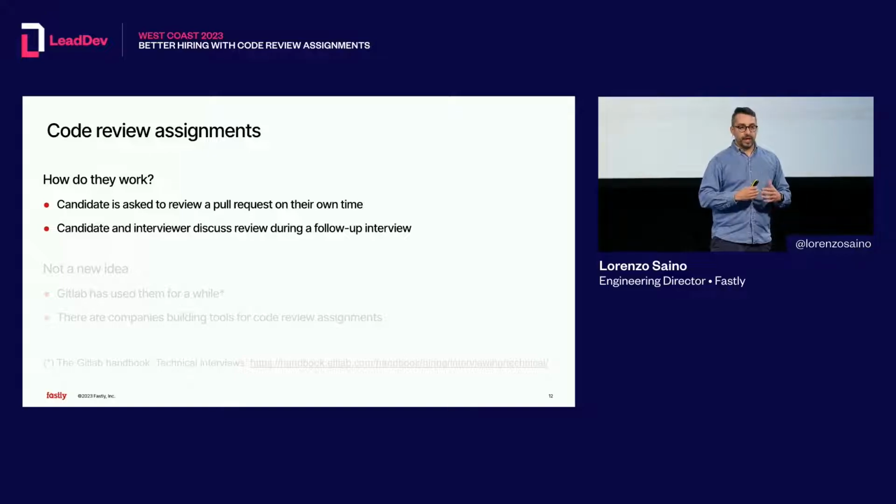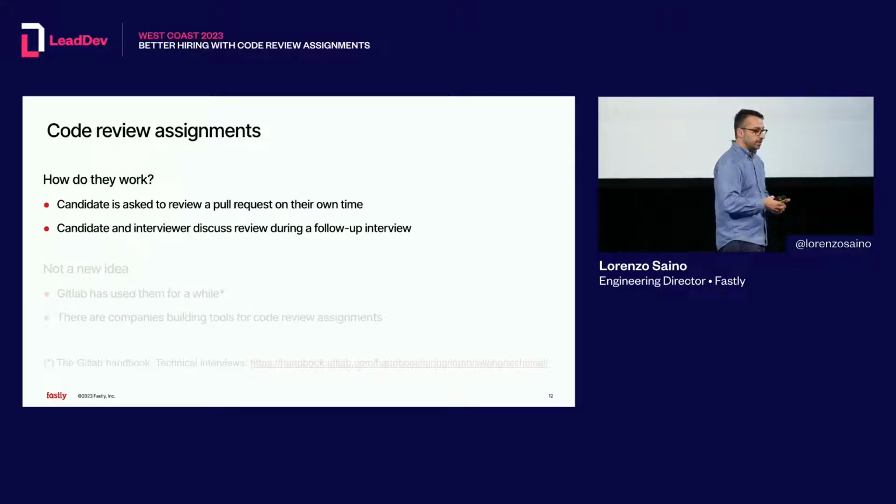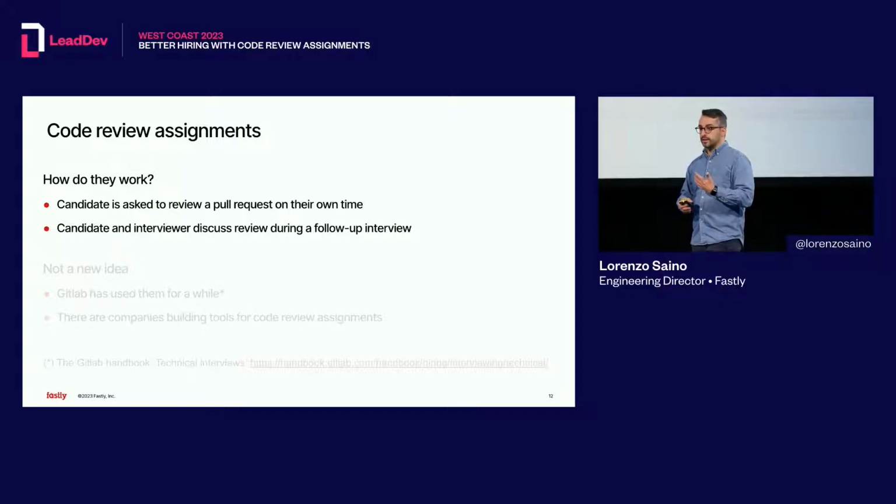Well, the process is very simple. Candidates are given a take-home assignment, but instead of having to write code from scratch, they're given an existing piece of code that compiles and works, and their job is to review that piece of code as they would normally do in their job if a peer of theirs asked them to review their code. They submit this code review, and then this is typically followed up by an interview with an interviewer where the candidate's review is discussed.